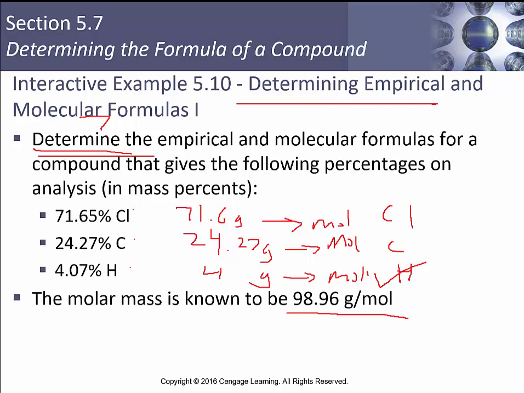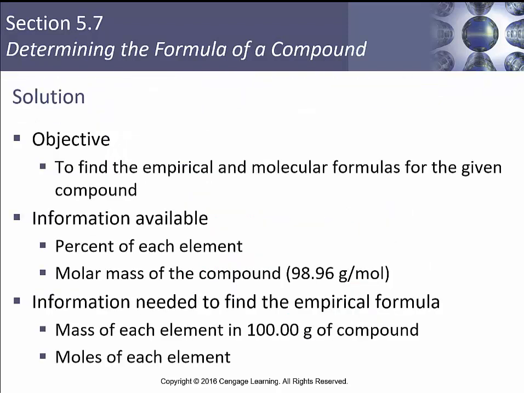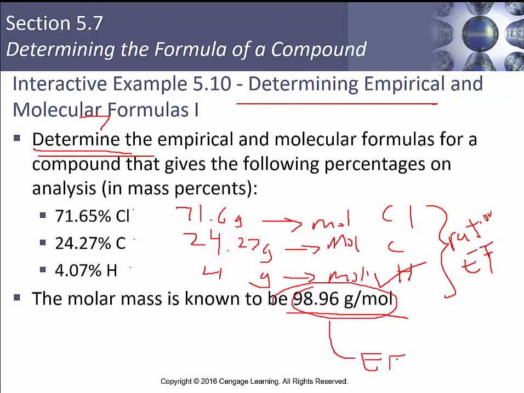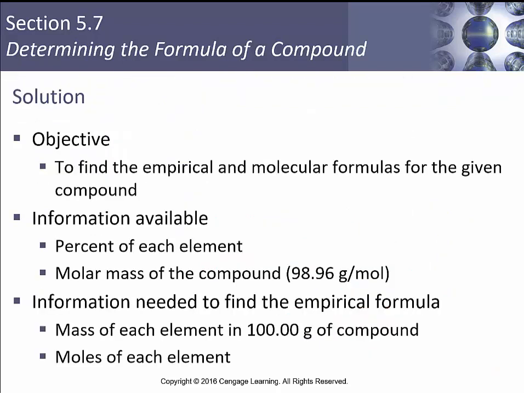Preview. So our objective is to find the empirical and molecular formulas given the compound. Right? These simple mole ratios are going to give us your empirical formula. Knowing this over here, this 89, multiplying your empirical formula, that's going to give you your molecular formula. So find the empirical and molecular formulas for the given compound.